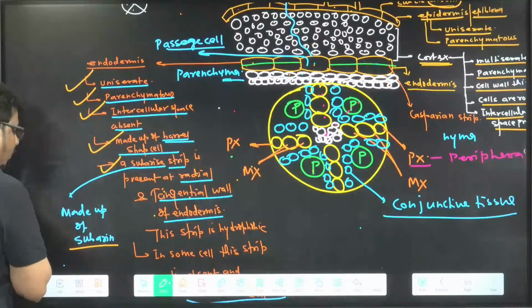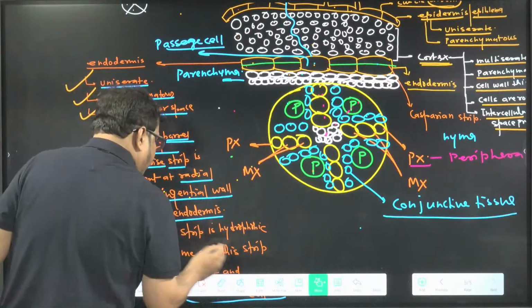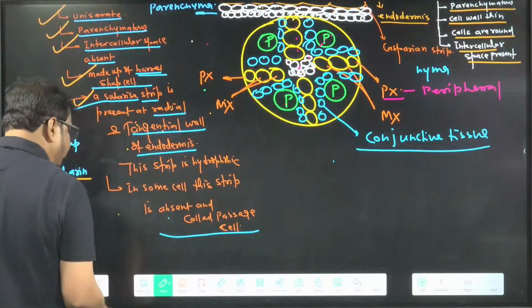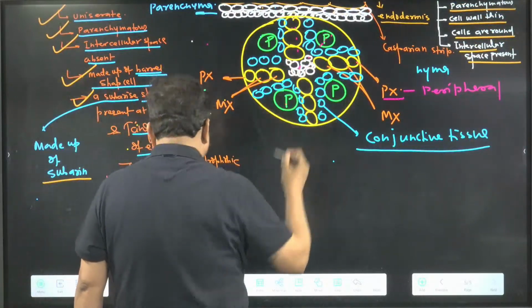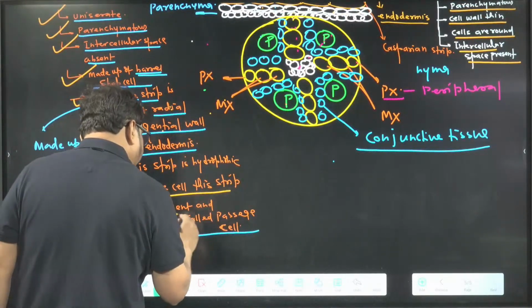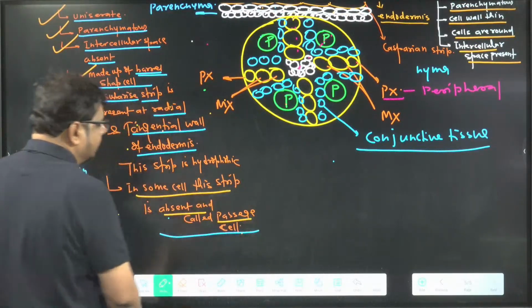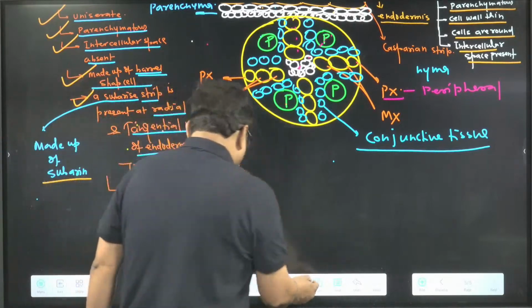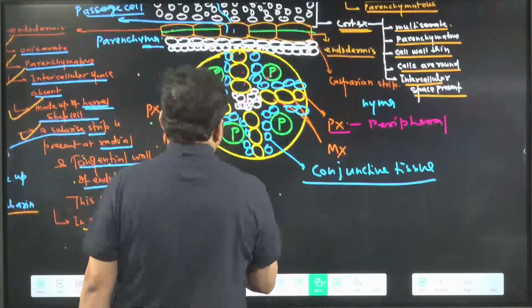These are made up of suberin. These strips are hydrophobic, and if it is hydrophobic, it does not allow water to move across. And in some cells, these strips are absent, called which cell? Passage cell. So who is over? Endodermis is over.